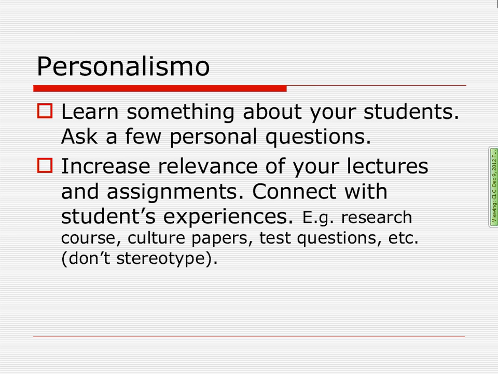The other thing that you can do is increase the relevance of your lectures and assignments. Try to connect with the students' experiences. If, for example, you're teaching a research course, then maybe you can assign some readings in terms of research among certain populations, or you can give examples of certain studies that you're aware of that dealt with cultural issues or ethnicities.